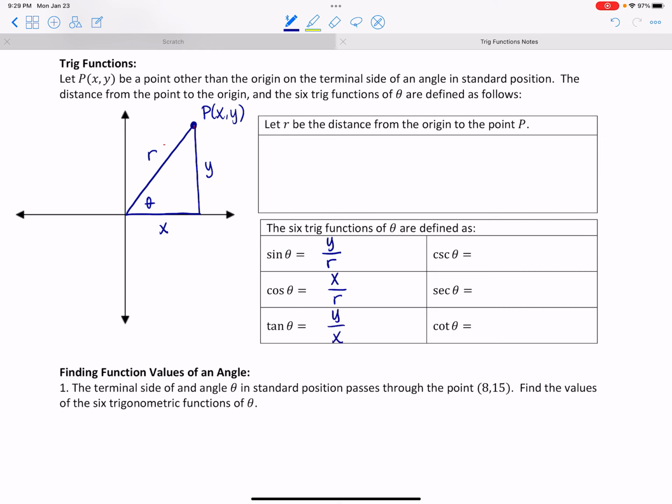And then if you recall, the cosecant, secant, and cotangent are our reciprocal functions, where cosecant is the reciprocal of sine. So instead of the reciprocal of y, it's the reciprocal of y over r, meaning it would be r over y. Secant's the reciprocal for cosine, so that's going to be r over x. And then cotangent, again, not impacted by the radius length, so that would still be x over y.